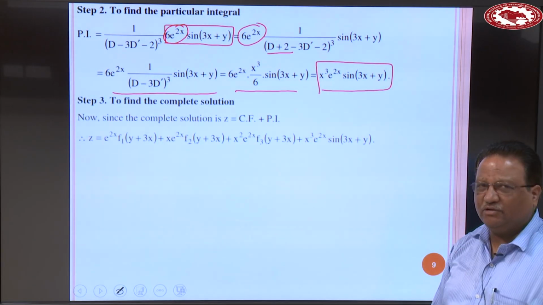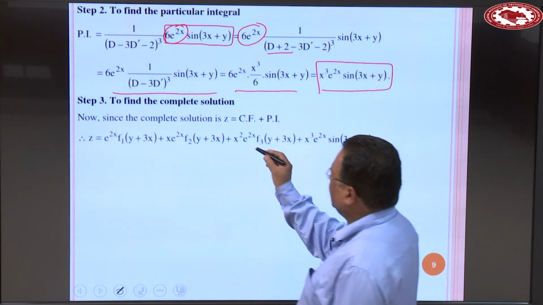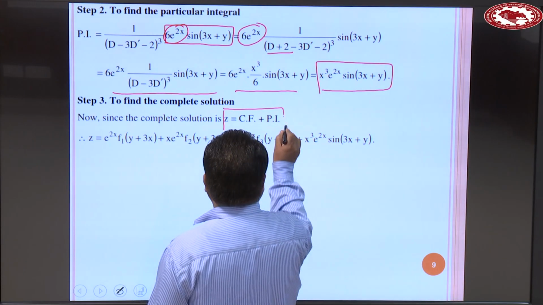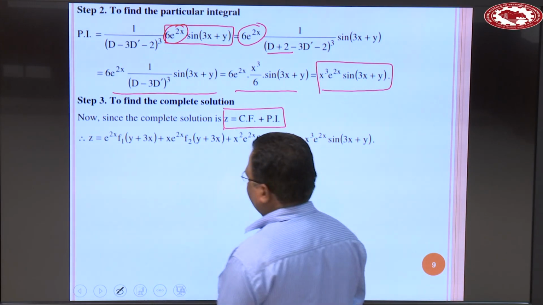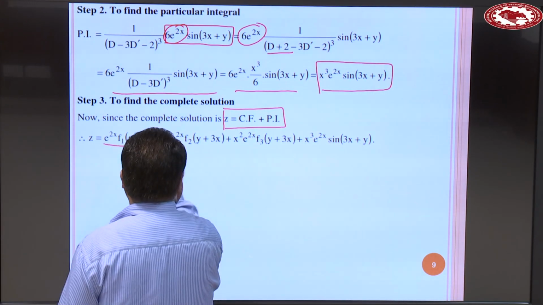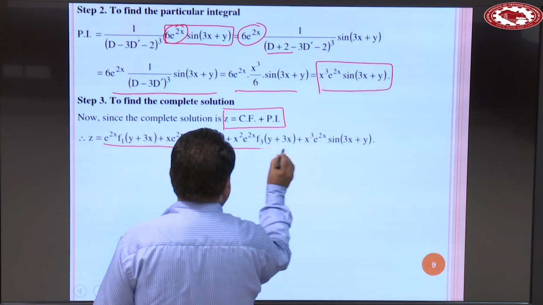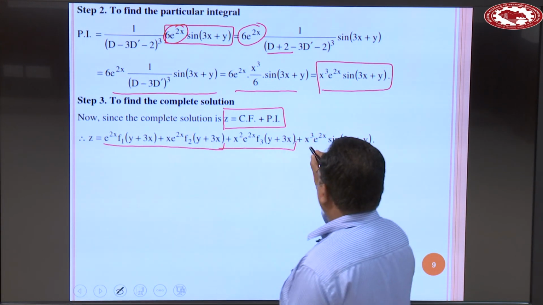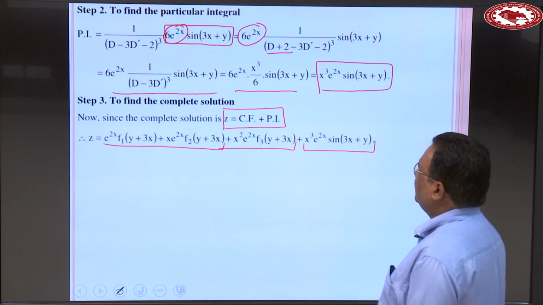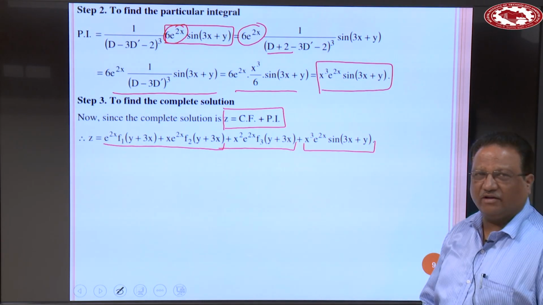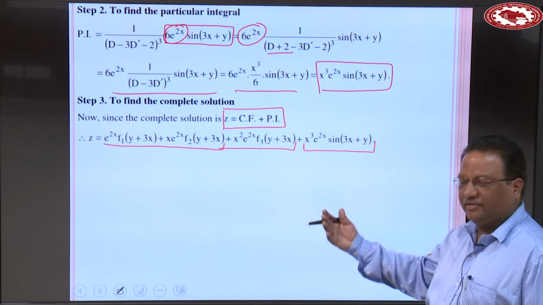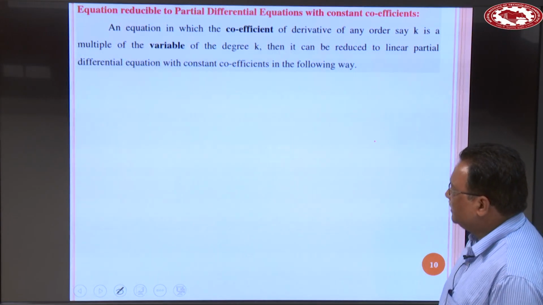Then what is the complete solution? The complete solution is z equal to the complementary function plus the particular integral. So this one is the complementary function and this one is the particular integral. Okay. So you can solve a few more problems related to these non-homogeneous partial differential equations.